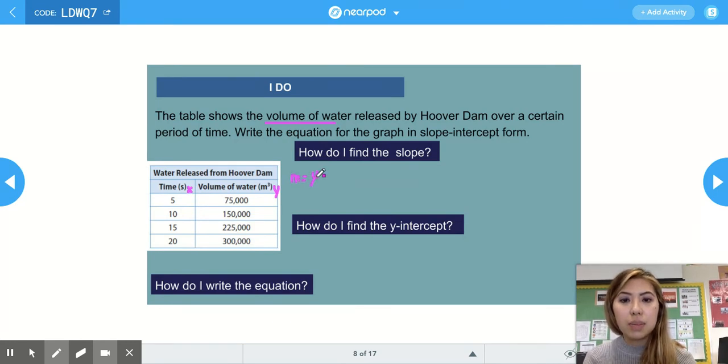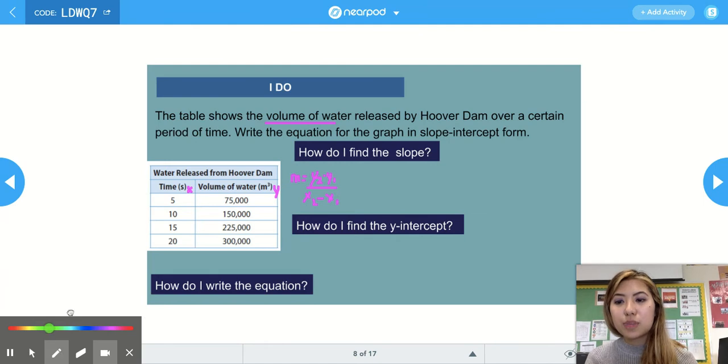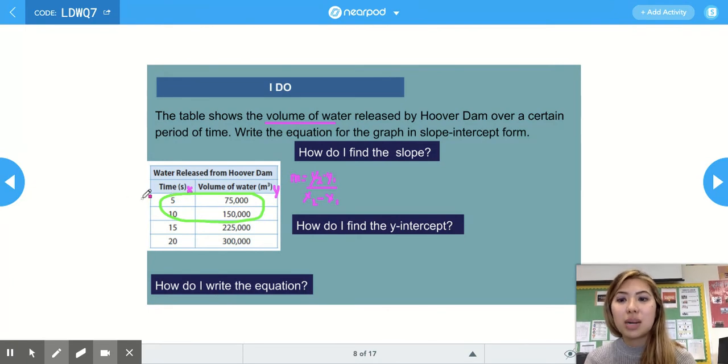y2 minus y1 over x2 minus x1. And then I'm going to choose my 2 points. So I'm going to choose my first 2 points. You guys can choose any other points. As long as you do the math correctly, you should be getting the same slope. So I'm going to label my points now. 5 and 75,000. I'm going to label my 5 my x1, my 75,000 my y1, 10 my x2, 150,000 my y2.